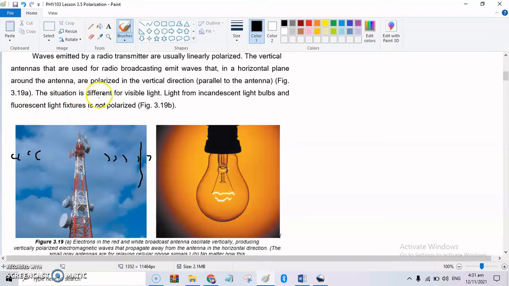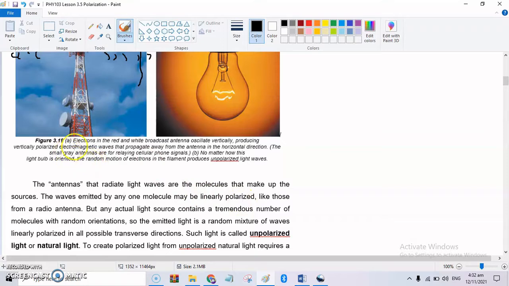The situation is different for visible light. Light from incandescent light bulbs and fluorescent light fixtures is not polarized. So, iba yung situation when we are talking about visible light and doon sa invisible wave. Because waves can either be visible or invisible. When we say invisible, it can be a transmitter wave or a signal, okay? And when we say visible, it can be light, from the incandescent light or fluorescent light.